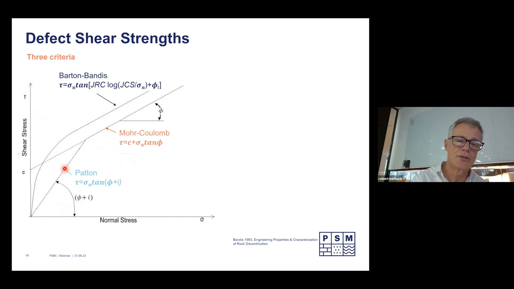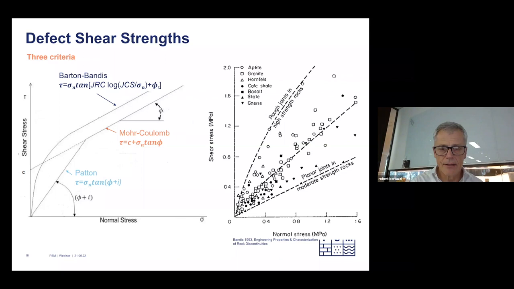These lines here I've separated just not to imply Barton and Bandis is always a stronger criterion, but just to separate the lines so you can see them. Rougher joints tend, this is data from Bandis's 1993 paper. Joints in moderate strengths, planar joints tend to be linear strengths. As the rock strength increases and we get rougher joints, a curved envelope develops.